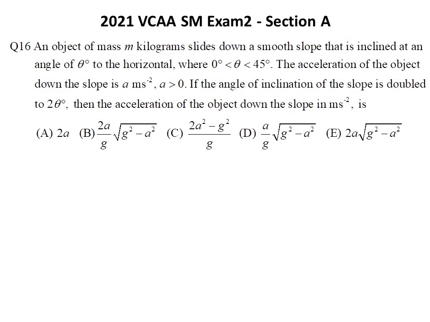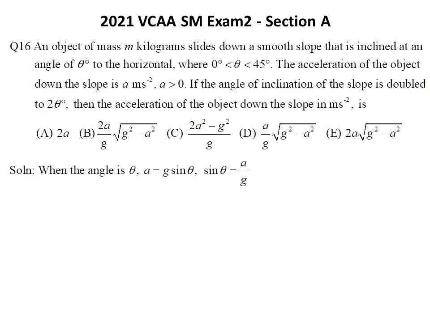In question 16, an object of mass m kilograms slides down a smooth slope that is inclined at an angle of theta degrees to the horizontal, where theta is between 0 and 45 degrees. Here we assume that the acceleration of the object down the slope is a meter per second squared, where a is greater than 0. The question is to find the acceleration of the object down the slope when the angle of inclination of the slope is doubled to 2 theta.